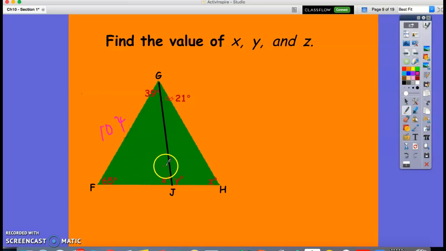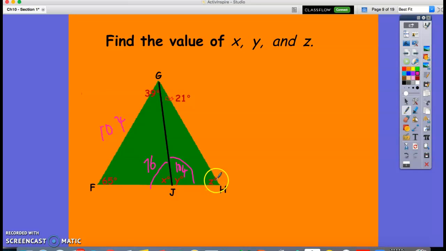104. So if these two angles sum to 104, we can find this angle, right? This angle is 180 minus 104, which is 76. Now, this is a straight angle, right? So if this is 76, this should be 104, right?